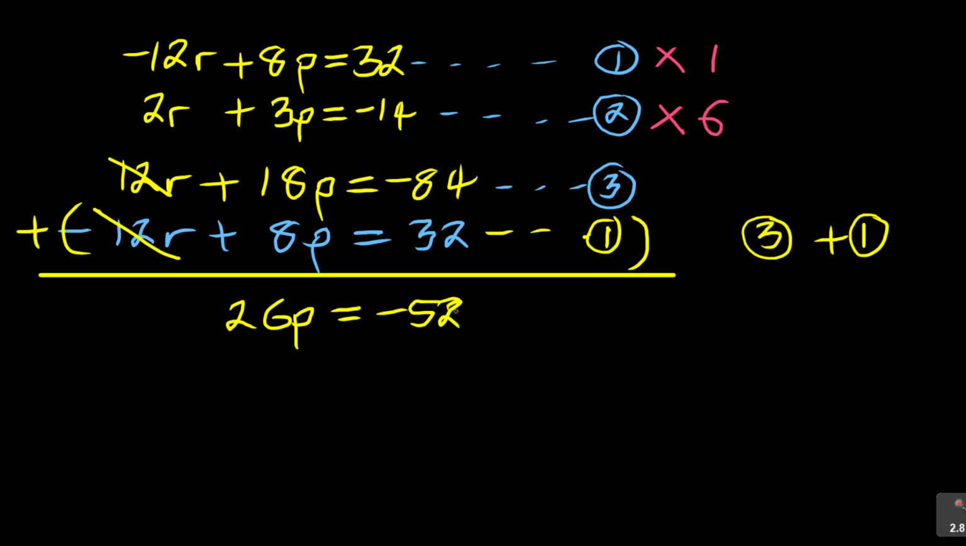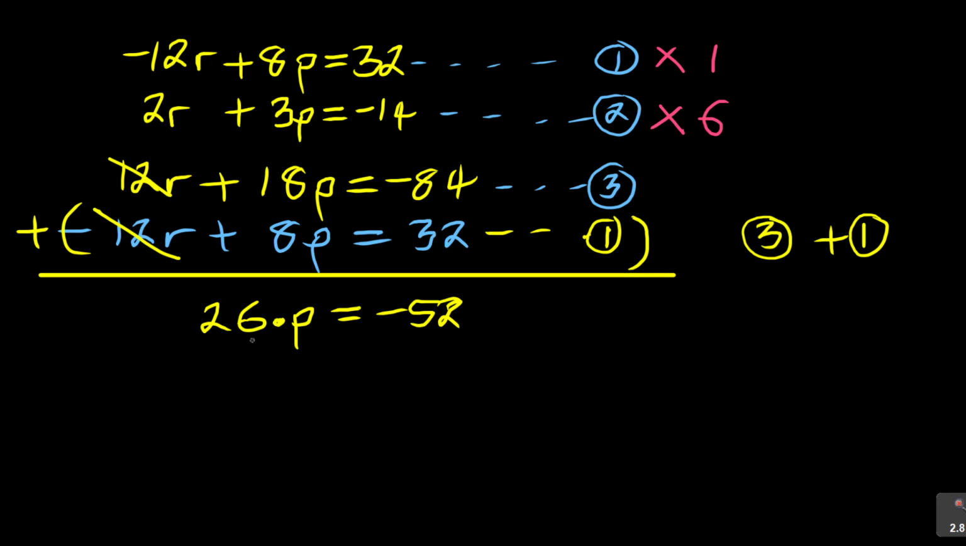Are you getting that? Then from here, you know what to do. So I've got this p here. So look, I've got 26p is equal to minus 52.